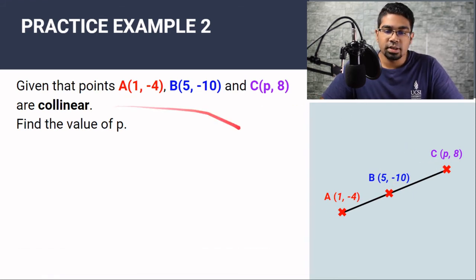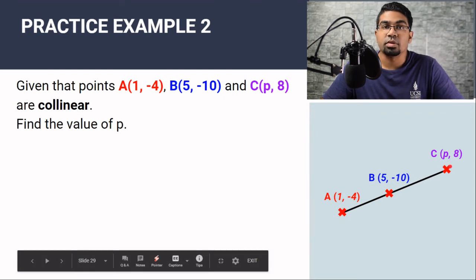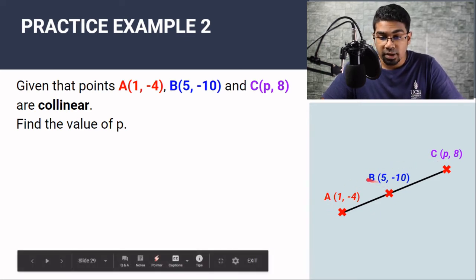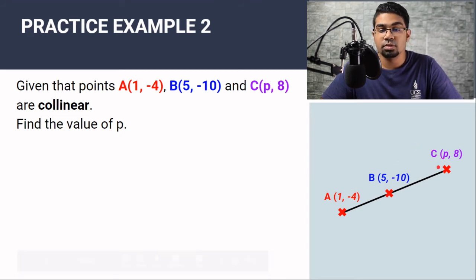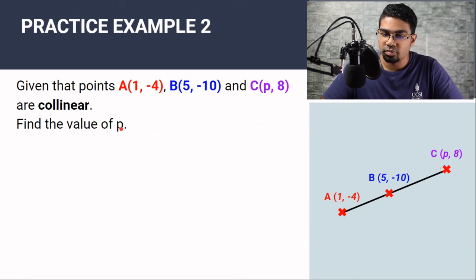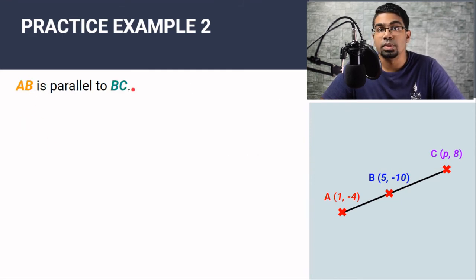So since they are collinear, when you join all the points, they form a straight line. Line AB will be parallel to line BC. Also, line AB will be parallel to line AC. And similarly, line BC will also be parallel to line AC. So you can use any combination that you like. So here we need to find the value of P. We definitely need to include this. Let's use AB is parallel to BC.